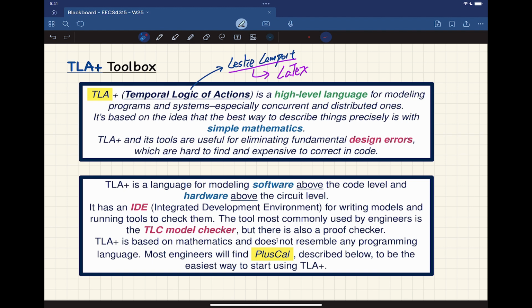All right, so we want to find design errors. Notice that we are not trying to find implementation errors, but design errors, because we talk about design models. Okay, and then it's for modeling software and also hardware, right? Things like that. And then we have an IDE, and also we have the TLC model checker. Okay, and PlusCal. This is the language that you have to be familiar with, and this will be the sole focus for the programming test, right?